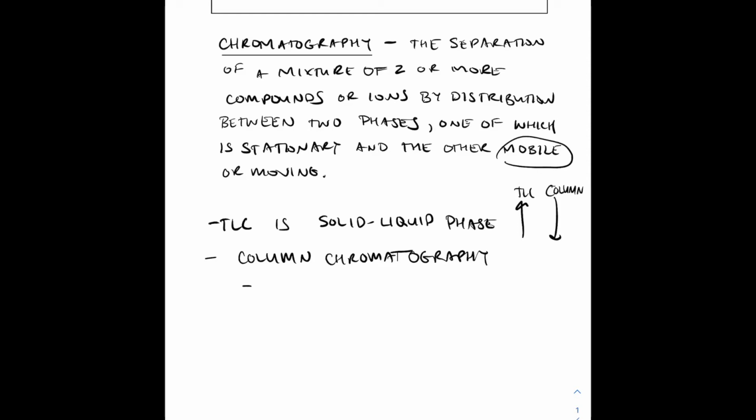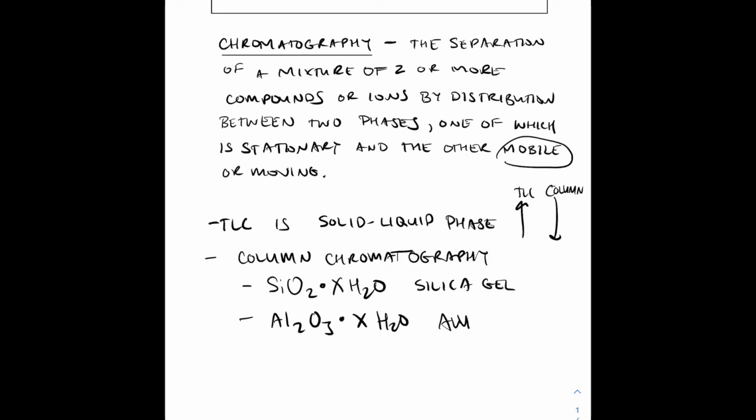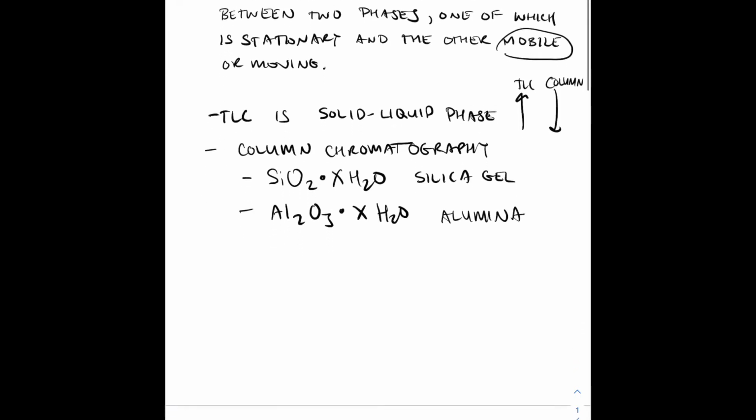Their stationary phase is the same generally, and that's silica, which could have some amount of hydration to it, so X amount of water molecules. This is called silica gel. Silicic acid, I think, is another name for it. Al2O3·xH2O is alumina. And this is basically like silica, but with a different chemical structure, right?